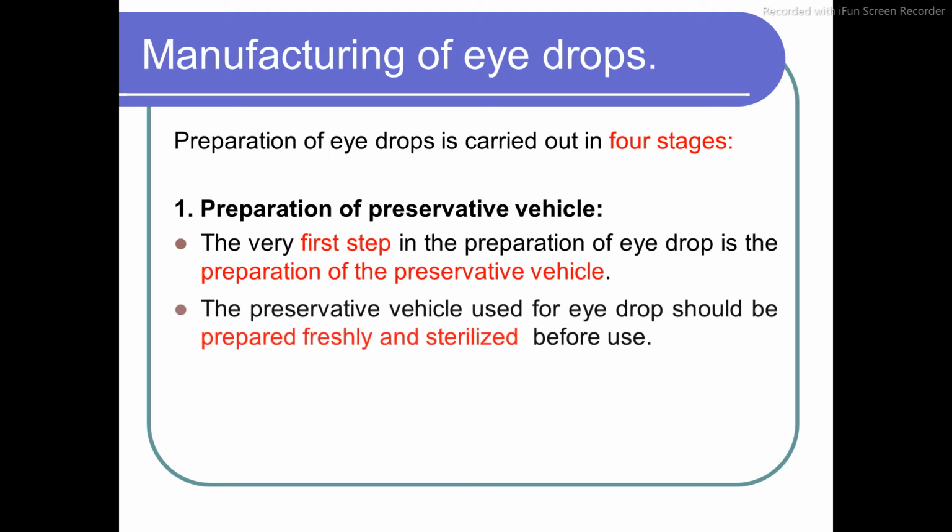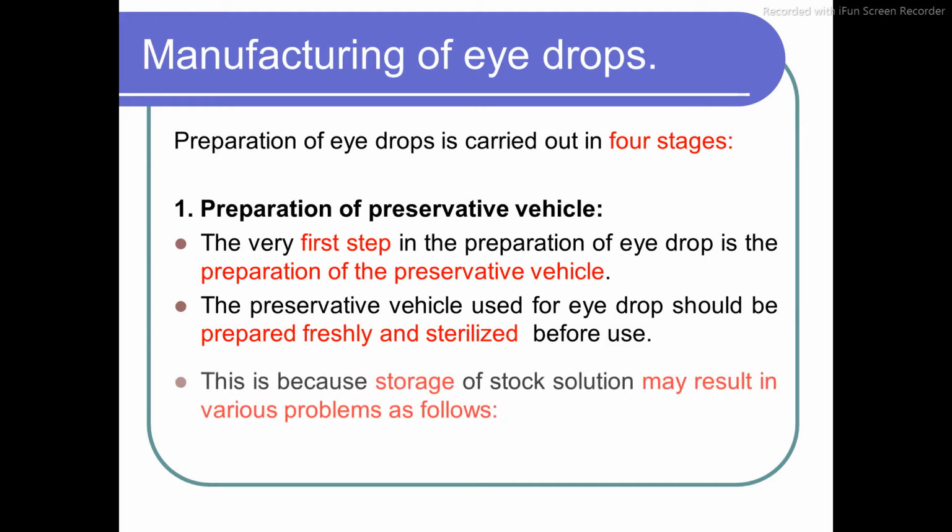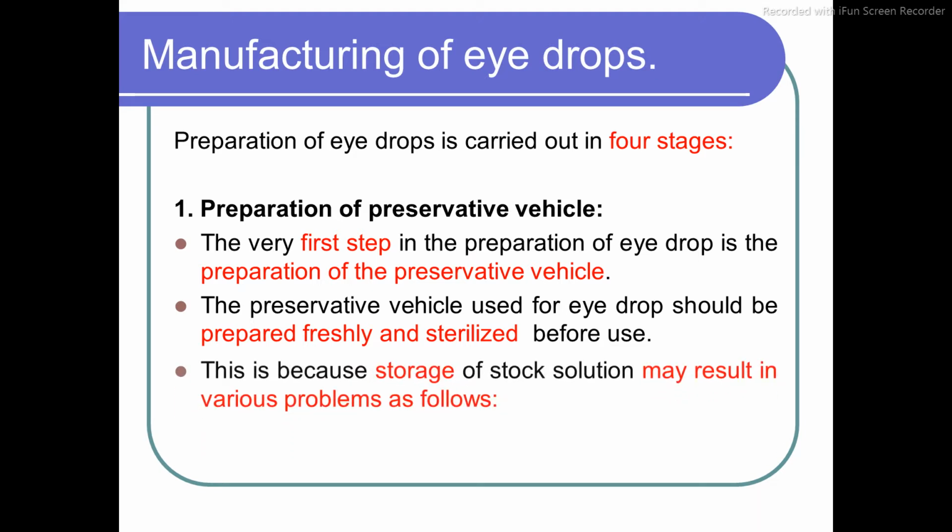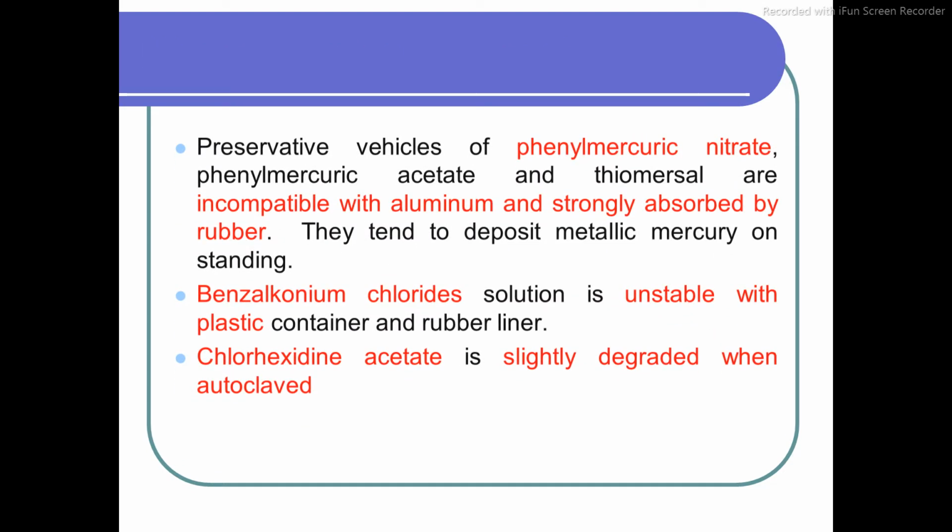Whatever vehicle we are preparing must be prepared freshly and sterilized before use, because whenever we prepare any ophthalmic or parenteral preparation, it must be freshly prepared and sterilized before use. This is because on storage it may result in various problems. Why do we use freshly prepared and sterilized vehicle? Because on storage it may go through various problems. Let us discuss one by one.